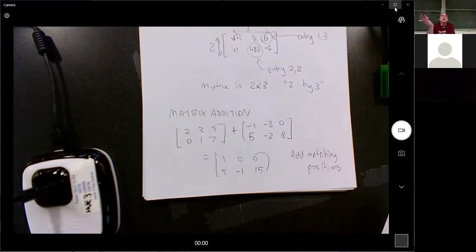That's exactly how vectors work. When you add vectors together, you add the matching positions as well. So they're not different from vectors in that way.